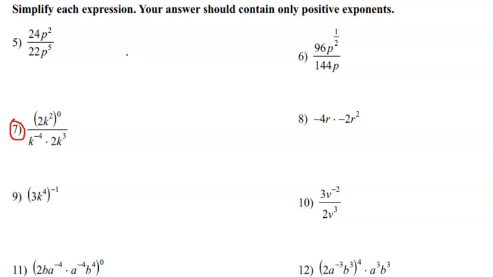Let's look at this part of the exponents and log packet. Simplify each expression. Your answers should contain only positive exponents. So before we start this section, let's review the laws of exponents from Algebra 1.